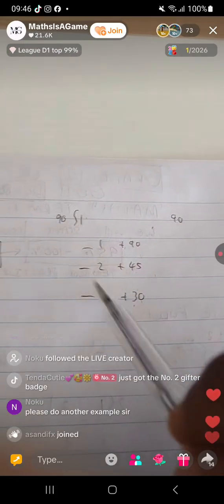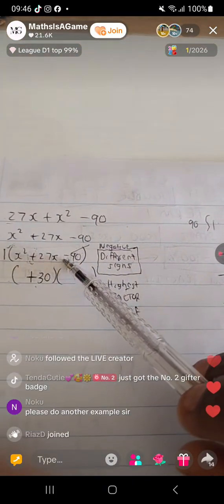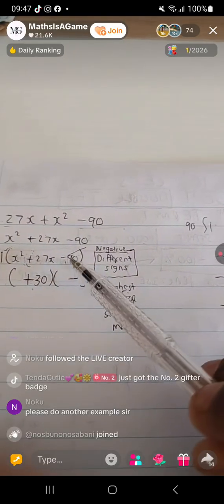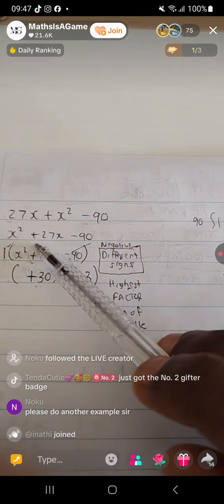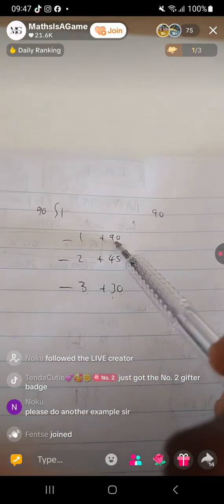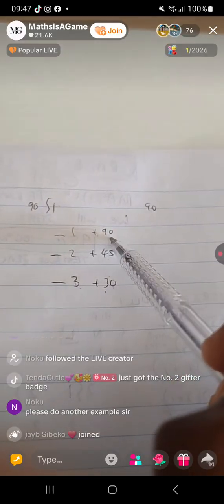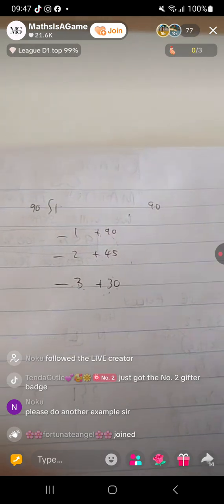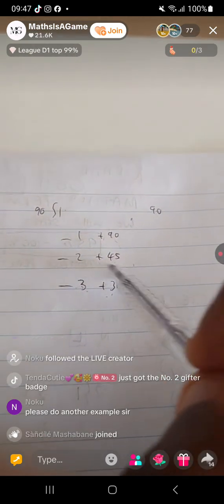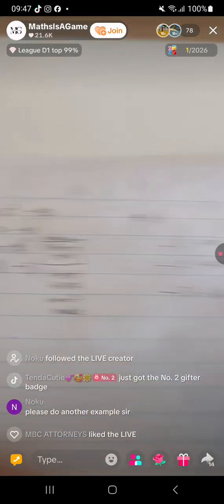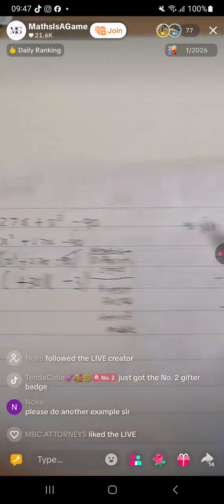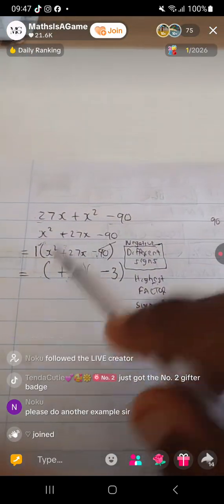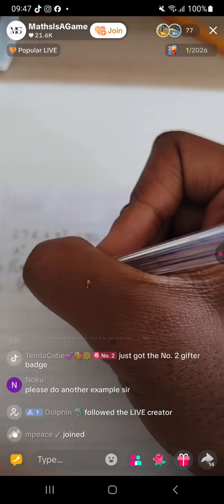You see, even the signs are correct, because what did I say? A negative constant means different signs, which means the highest factor of 90 must have the sign of the middle term. Then when you order your factors, you know that for each pair, the highest number must have a positive, which means the other one will be negative. That's it, guys. Then you choose that pair which, when you add together, will give you 27, because all of them, when you multiply, give you negative 90, but you choose the one where when you add, you get positive 27. Then x squared, x, and x.